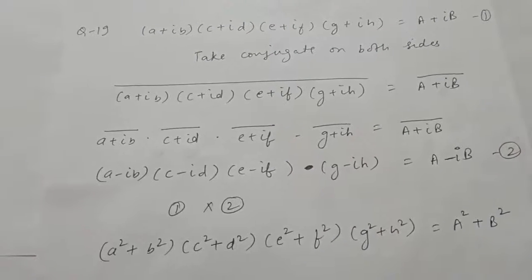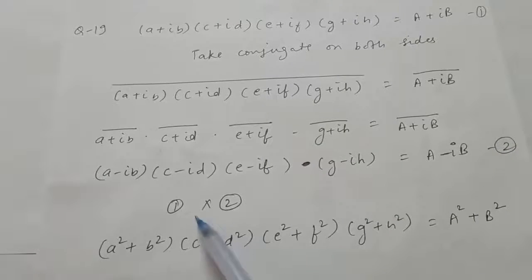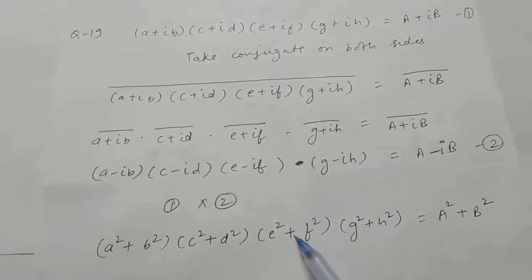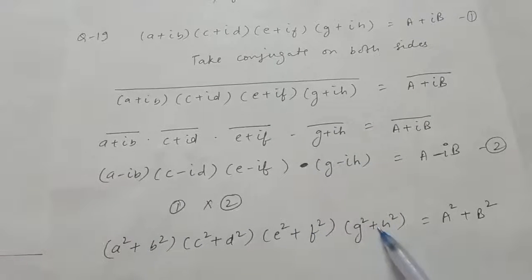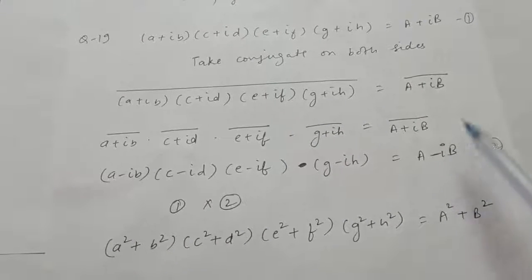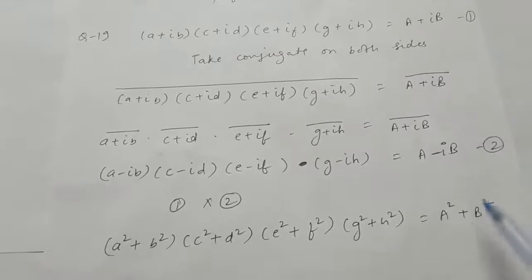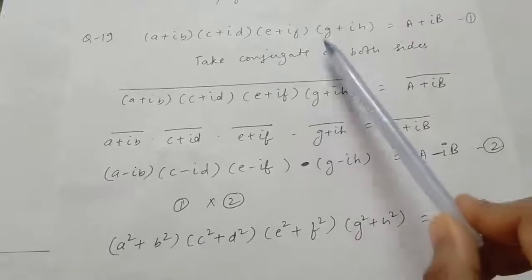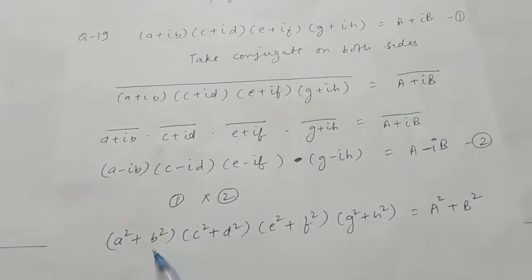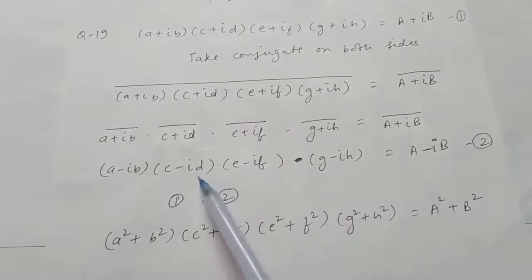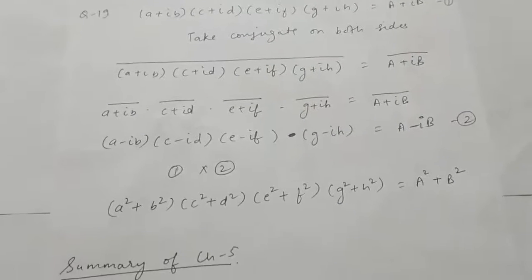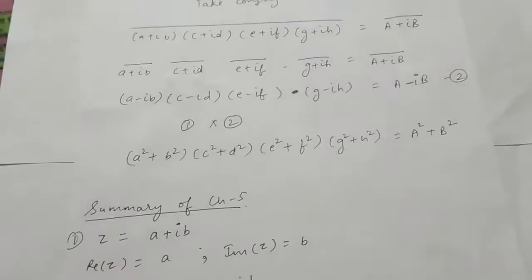So this is 1. Let this be 2. Multiply 1 and 2. What will you get? a square plus b square, c square plus d square into e square plus f square into g square plus h square equal to a square plus b square. Because the product of a minus iota b into a plus iota b is a square plus b square. When you multiply these two, the product of a plus iota b into a minus iota b will give you this. The product of c plus iota d into c minus iota d will give you this, and so on, right? So these are the left questions of miscellaneous, right?